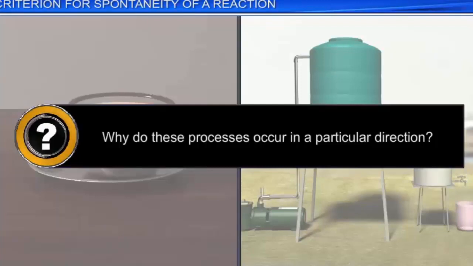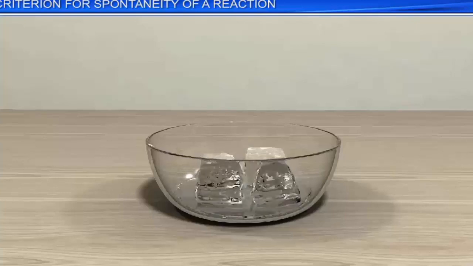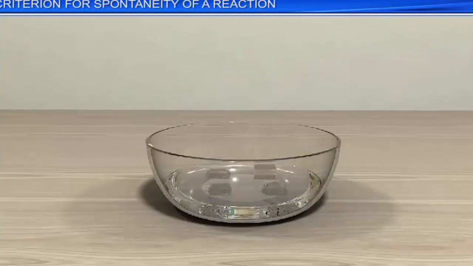But why do these processes occur in a particular direction? The first law of thermodynamics does not answer this question, because it does not consider the feasibility or spontaneity of a process. A spontaneous process is one that proceeds on its own without any external influence. For example, if ice is left out at room temperature, it melts.